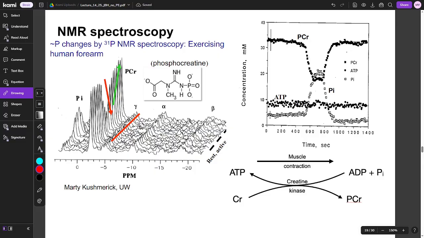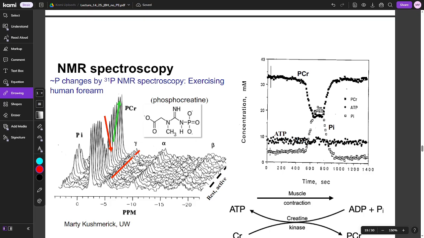Okay, so NMR spectroscopy, you guys did this in OChem. It's a bit different here. It's a little more 3D. Basically, I think it's easier to look at this graph a little bit. So we have ATP, we have inorganic phosphate, and then we have phosphocreatine. You can see that over time, ATP levels are actually relatively constant.